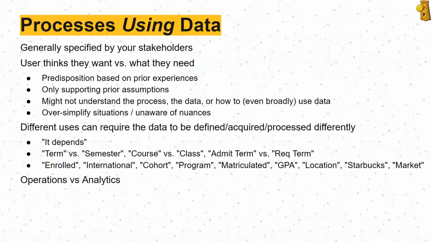So operational activity versus analytical use cases have different requirements, right? So if you're doing something with operations, you might want names and descriptors. If you're doing something with analytics, you might want IDs and codes. The level of denormalization is very different for these different use cases, often, right?